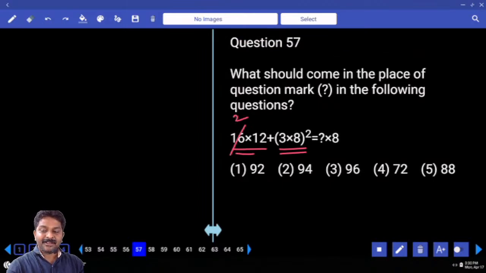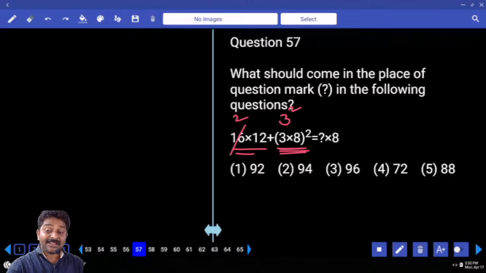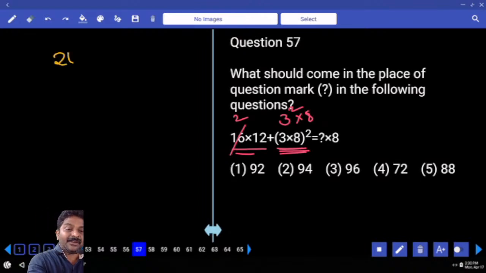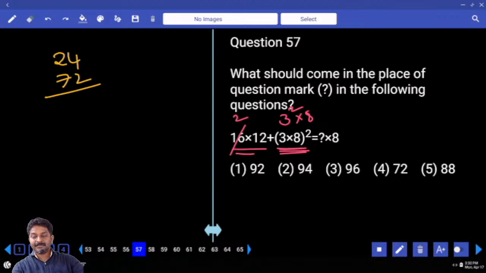2 is there. So this is the other term, 3 into 8 whole square, right? So if you take only one 8 common, how much is left over? 3 square into 8 is left over, correct? And that 8 can be cancelled over there. 2 times 12, 24. So 3 square, 9 into 8. Both together, 96. I am not increasing the number. Understood?